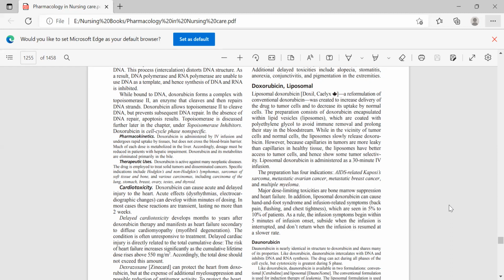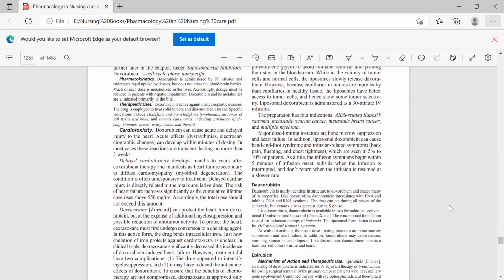hand and foot syndrome, and infusion related symptoms, that is back pain, flushing, and chest tightness, which are observed in 5 to 10% of the patients. As a rule, the infusion symptoms begin within 5 minutes of infusion onset, and when the infusion is interrupted, they don't return when the infusion is resumed at a slower rate. So it's all about doxorubicin.